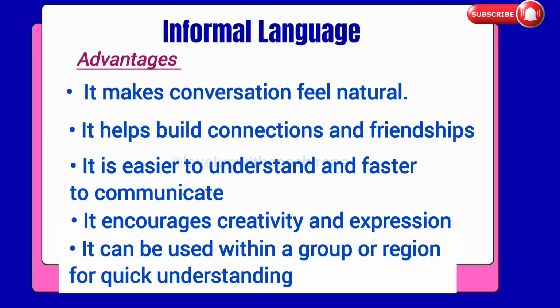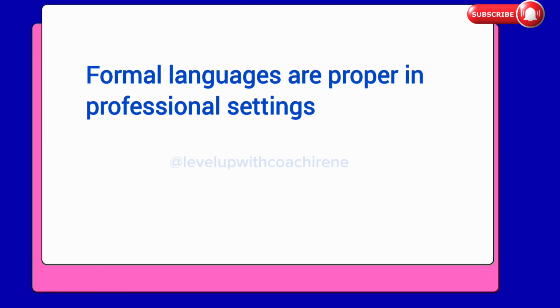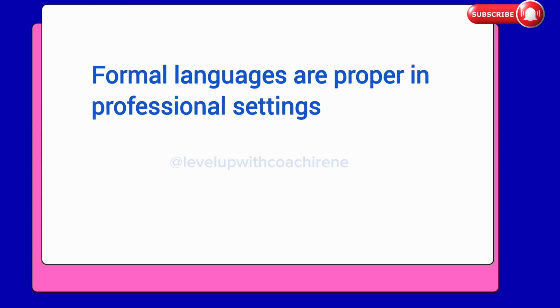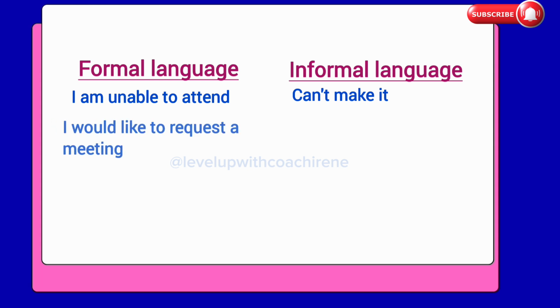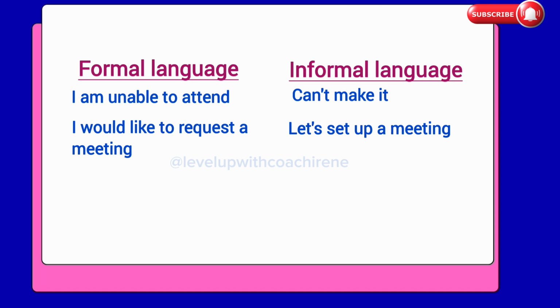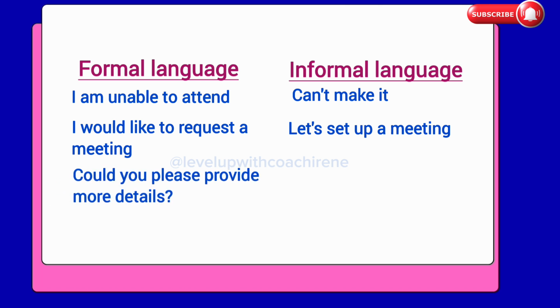It is important you note that formal language is proper in professional settings. Let us look at some examples of formal and informal language. For formal language, you can say, I am unable to attend. Informal says, can't make it. The can't there is informal. Another example would be, I would like to request a meeting. Informal says, let's set up a meeting. Number 3, could you please provide more details? For informal, you say, got any more info?